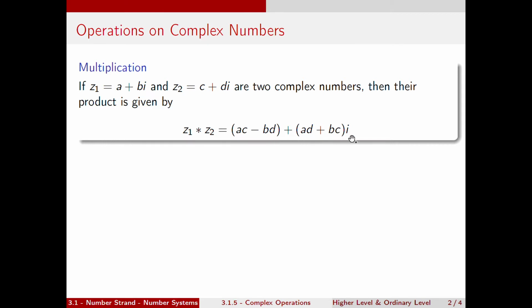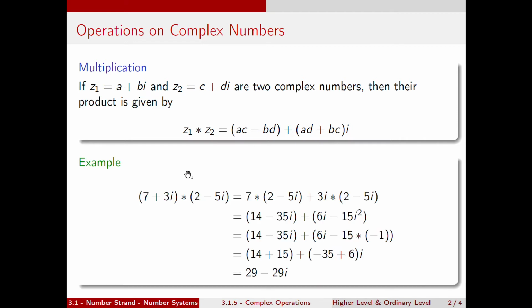Now we're going to look at an example of this and how this works. So we'll look at 7 plus 3i multiplied by 2 minus 5i. The way we're going to attack this is we will multiply 7 by the second bracket, which is 2 minus 5i, which we can see here, 7 times 2 minus 5i. We will then go back to the first bracket and take 3i times the whole second bracket. So we get 3i times 2 minus 5i.